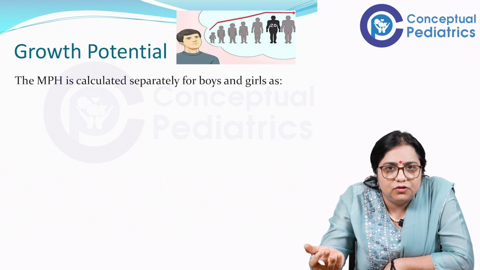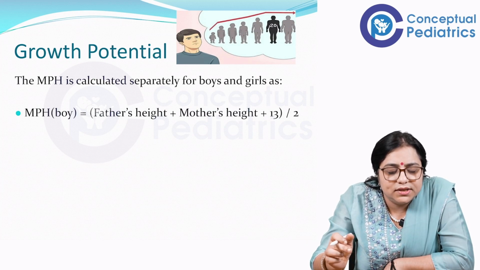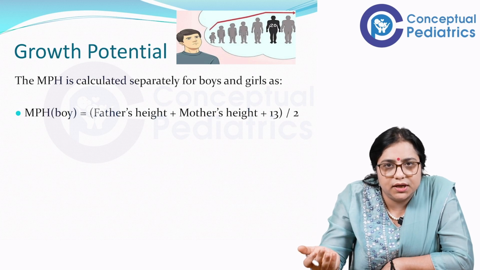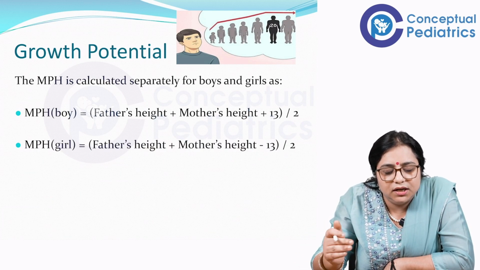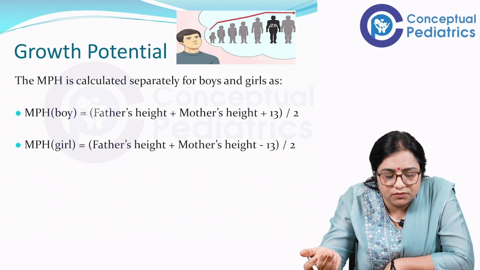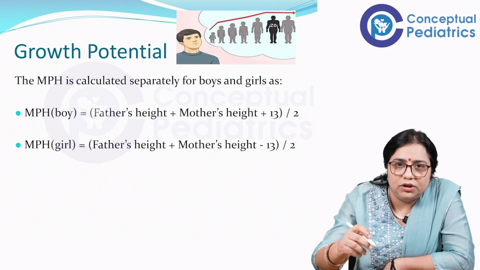So what is the formula for mid-parental height? For boys, it is father's height plus mother's height plus 13, divided by 2. And for girls, it is father's height plus mother's height minus 13, divided by 2. So we plot this on the growth chart.